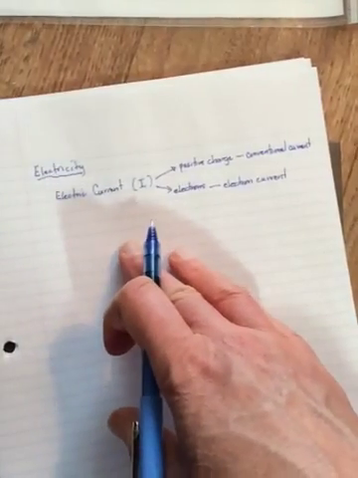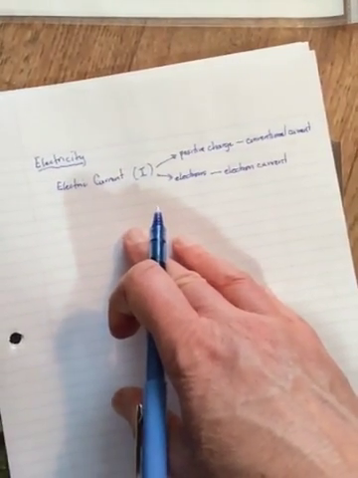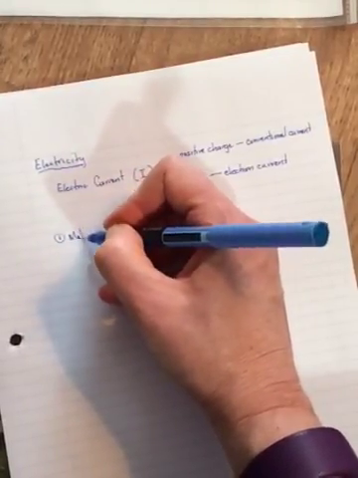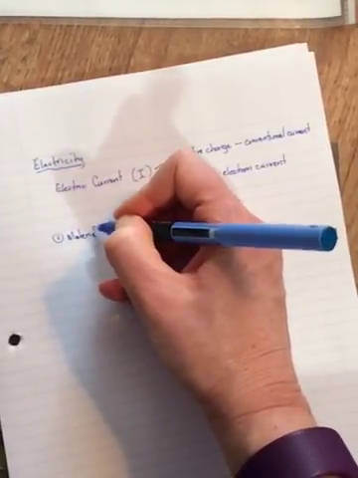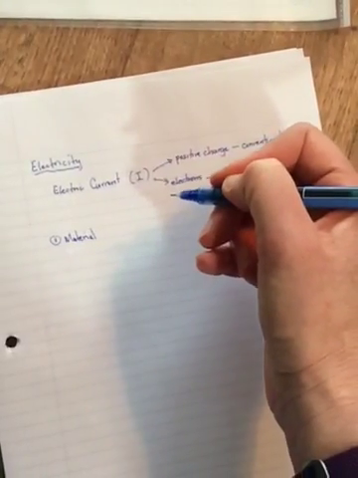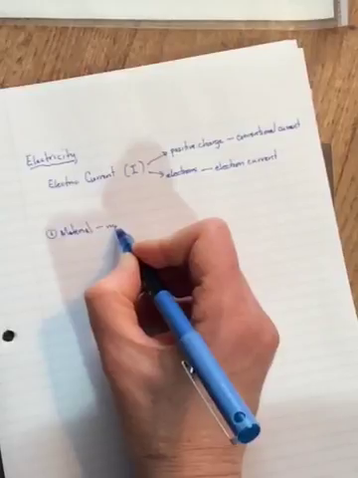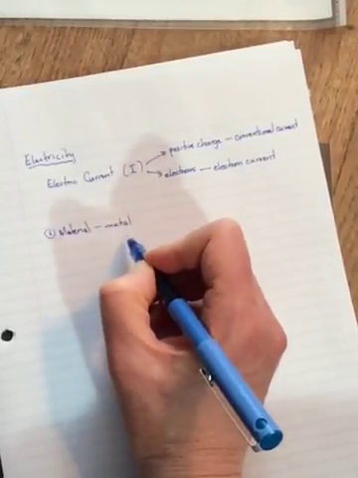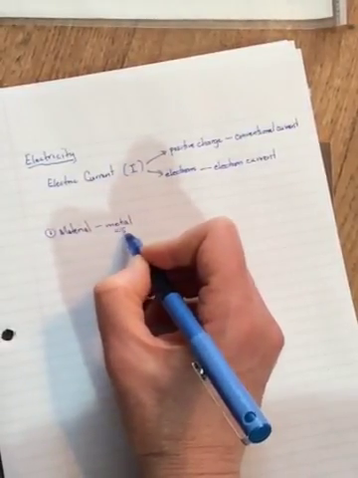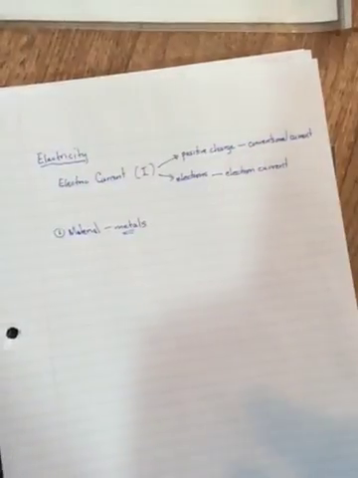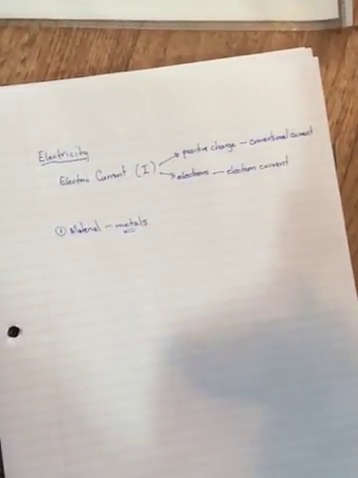Now, what do we need to have current, to get current to flow? We need three things. We need a material through which it will flow. That material is often called a conductor. And things that make good conductors are things that do not hold their electrons tightly. So metals make good conductors. Things that hold their electrons tightly, those make better insulators.